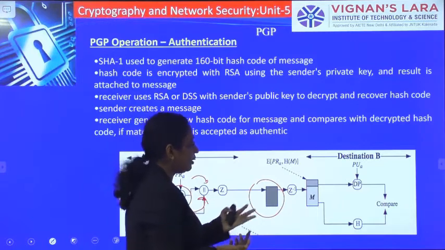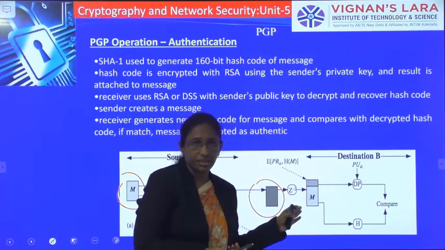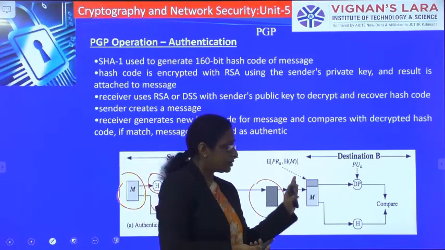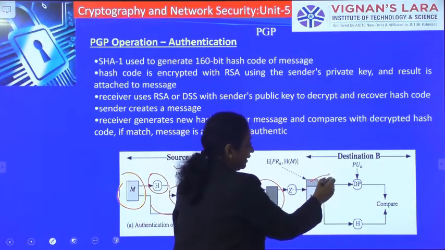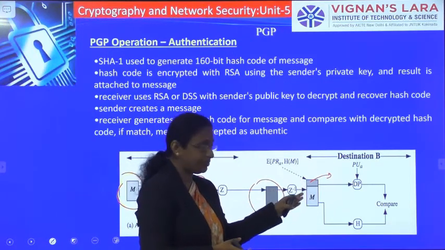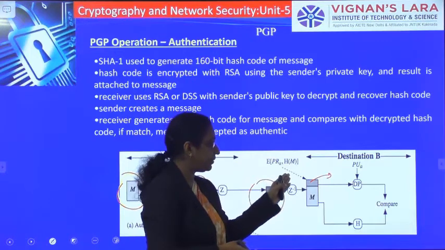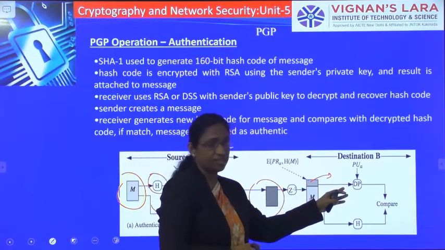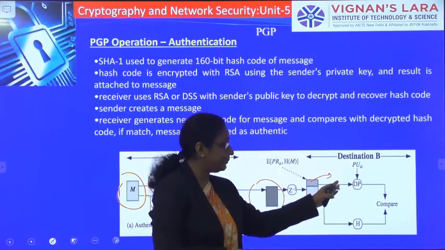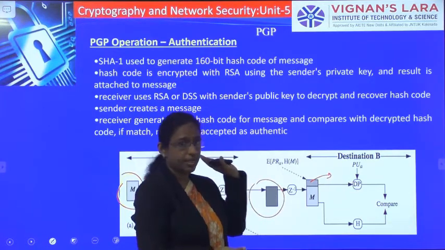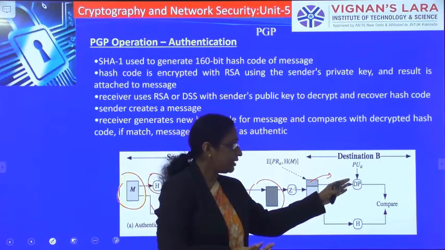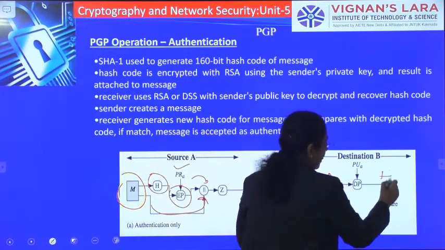First he decompresses, since we have compressed the data. After decompressing it, the receiver detaches the encrypted hash value, since we attached it with the message, and decrypts it. The hash value will be decrypted by the public key of the source, using either the RSA or DSS algorithm. So the destination decrypts and gets the hash value.